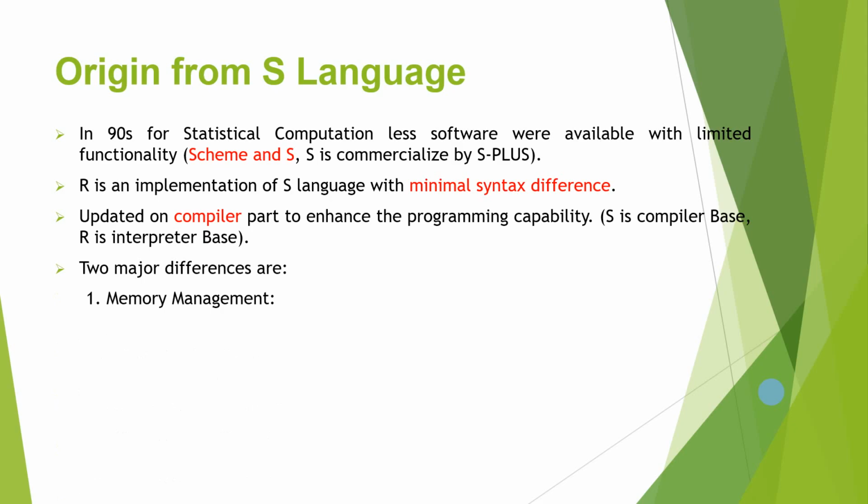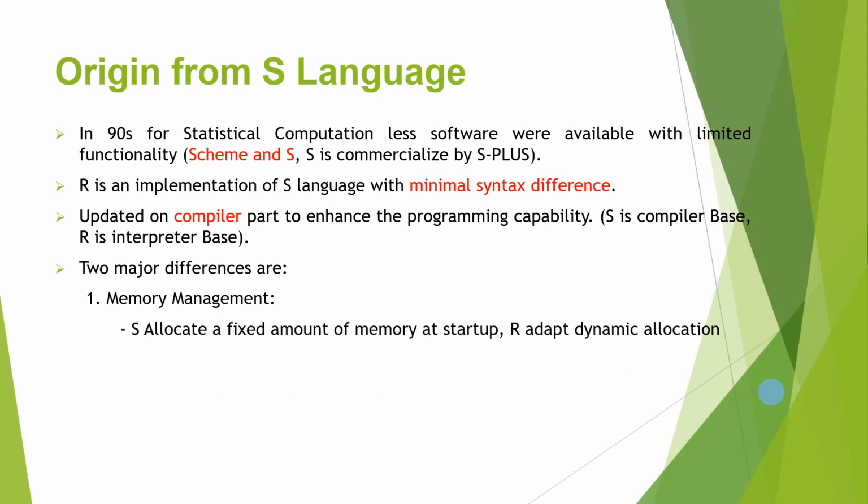The first is memory management. There is a very slight difference between S memory management and R memory management. S allocates a fixed amount of memory at startup. When the program starts, a fixed memory is allocated to the software, and this is utilized throughout the data analysis activities. But R adopts dynamic allocation. Only as much memory as is required, R takes and utilizes for data analysis activities.